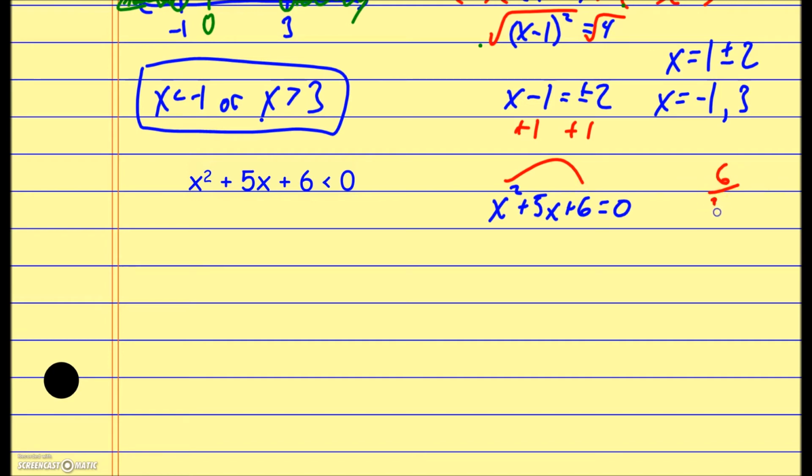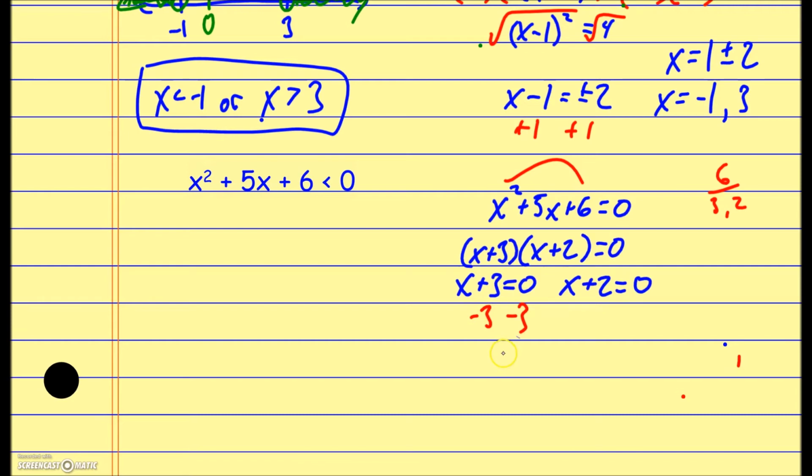The two numbers are a 3 and a 2, a +3 and a +2. So this one's going to factor. It's going to factor into an x plus 3 and an x plus 2. And again, I set each factor equal to 0, so the x plus 3 equals 0, the x plus 2 equals 0, and now I solve each. All right, over here I'm going to subtract this 3 from each side, so I find out that x equals a -3. Over here, of course, I'm going to subtract the 2 from each side, so I find out that x equals a negative 2.